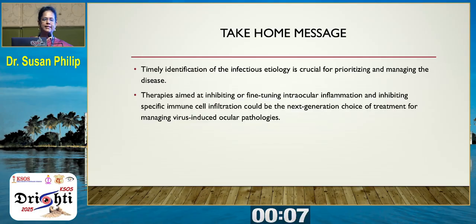So my take-home message is that timely identification of the infectious etiology is crucial for prioritizing and managing the disease. Therapies aimed at inhibiting or fine-tuning intraocular inflammation and inhibiting specific immune cell infiltration could be the next generation choice of treatment for managing virus-induced ocular pathologies.